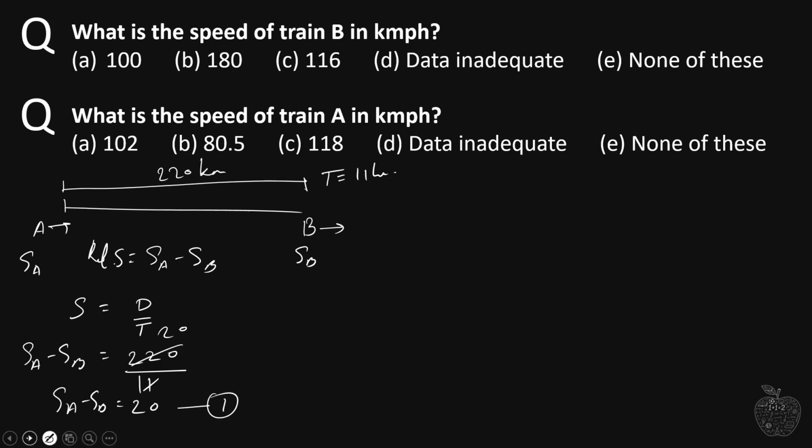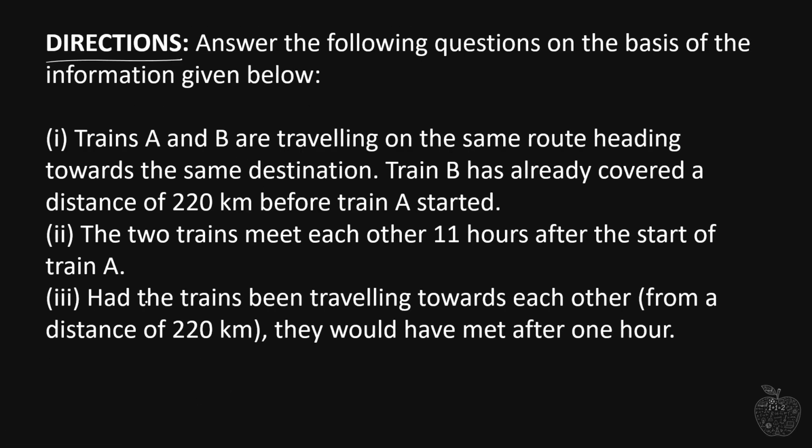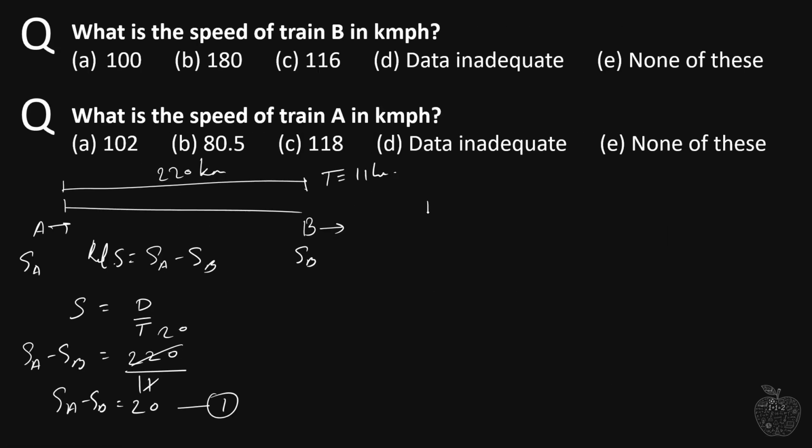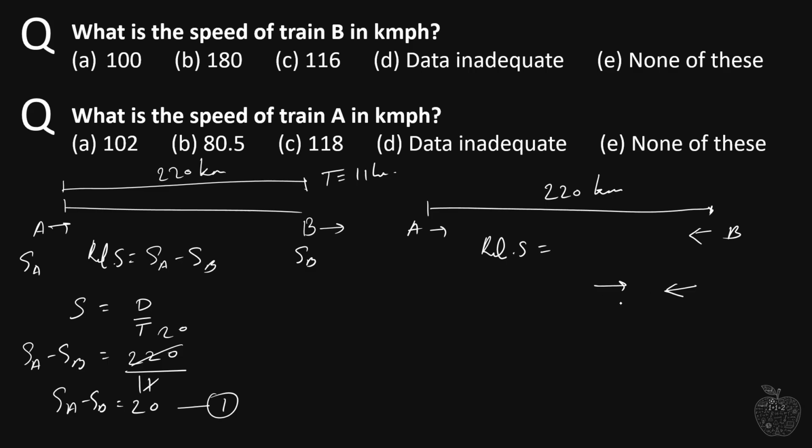Now let's see what the third point tells us. Had the trains been traveling towards each other from a distance of 220 kilometers, they would have met one another after 1 hour. So the question is telling us that train A and train B are moving towards each other and the distance between them is 220 kilometers. Now in this case, let's calculate the relative speed. Whenever two objects move towards each other, we find the sum of their speeds to get the relative speed. So we'll do the same here. The sum of their speeds will be SA plus SB.